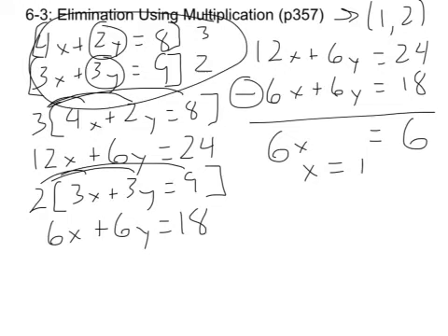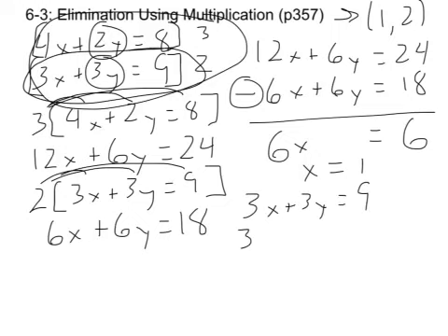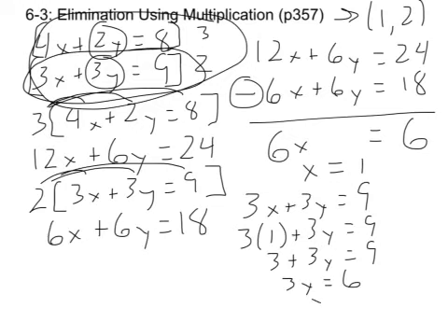So now let's substitute. I'm going to substitute it into this equation this time, just for giggles. I could really substitute it many places. We know that by now. So I've got 3x plus 3y equals 9. 3, and my value for x is 1, plus 3y equals 9. 3 plus 3y equals 9. Then I subtract 3 from both sides to get 3y equals 6. And what do you know? y equals 2. Yay! So once again, my point is 1, 2.